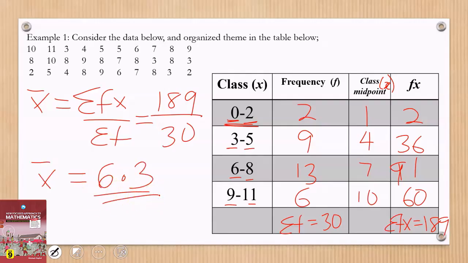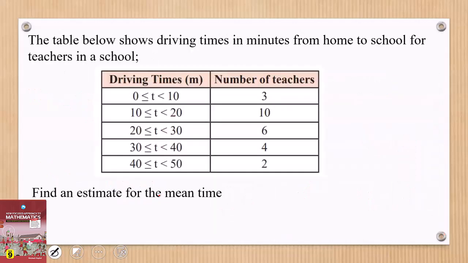I hope it makes sense. Let's take another example and see. This time around, the question has already been given to us in table form. You see the table shows driving times in minutes from home to school for teachers in a school. We have to estimate the mean time. To do that, we need to know our f and our x, and we do the summation of fx divided by sum of f.